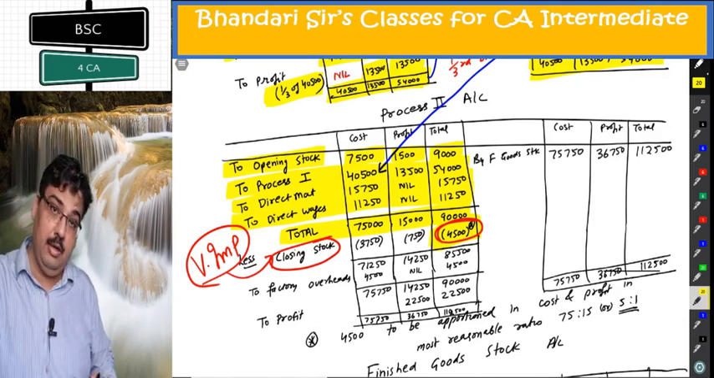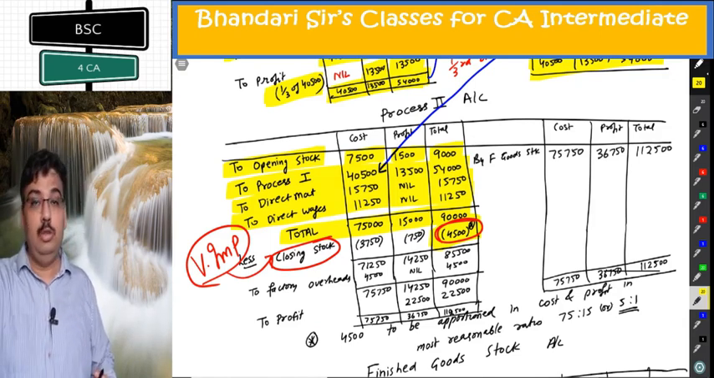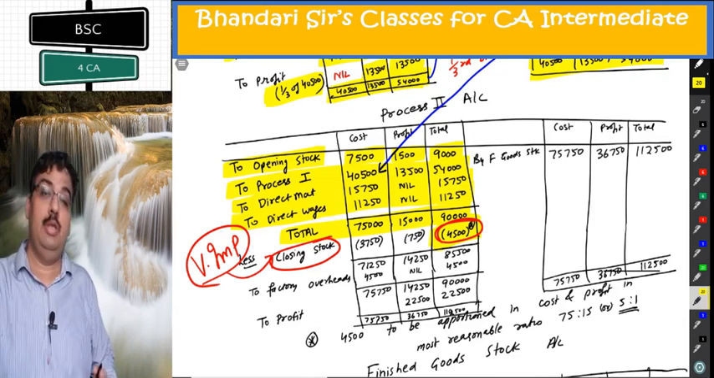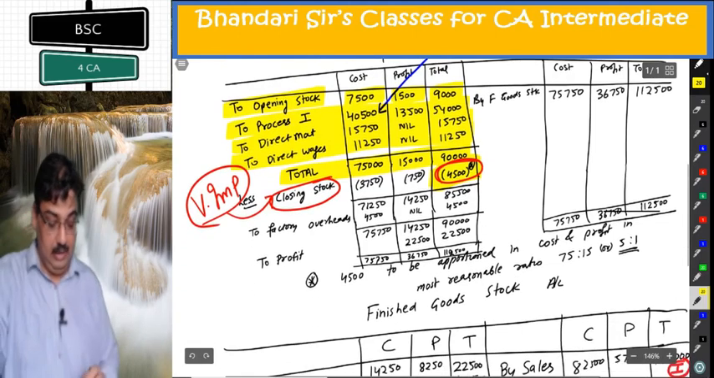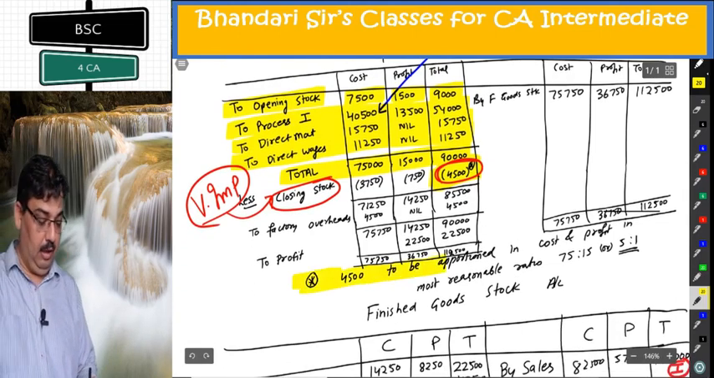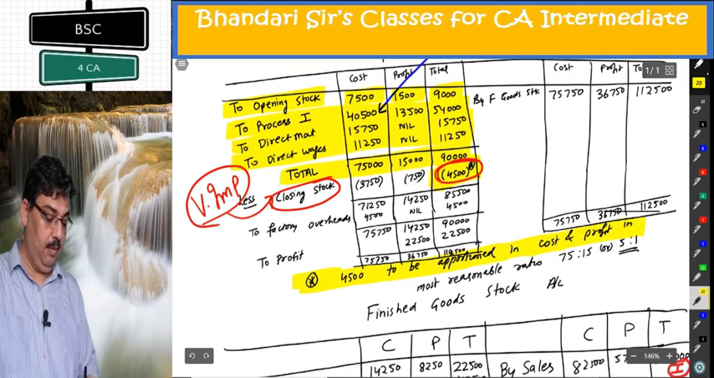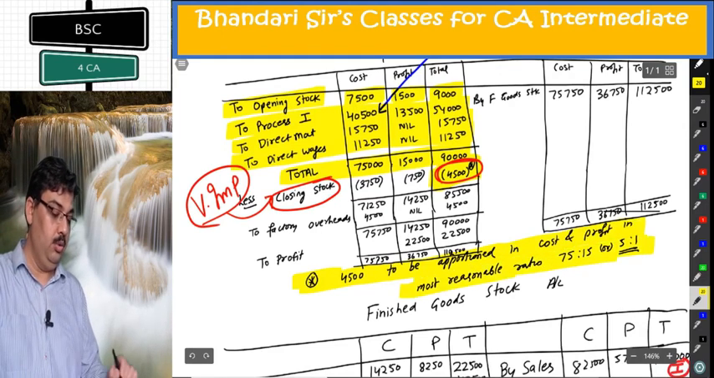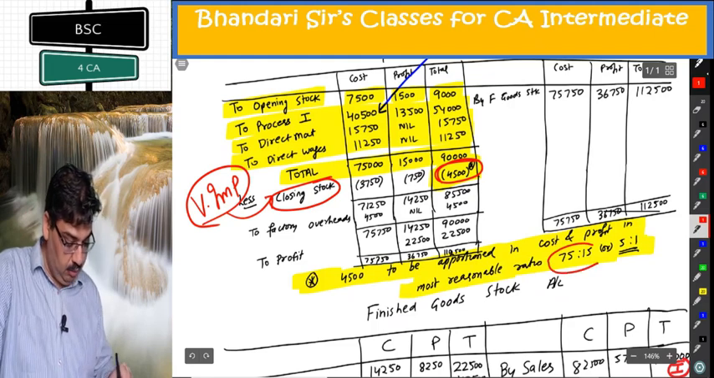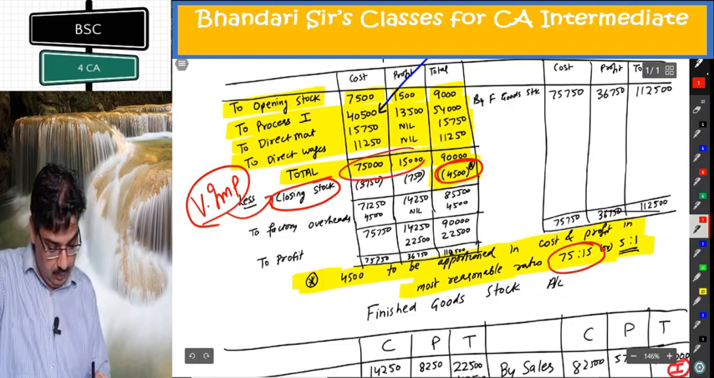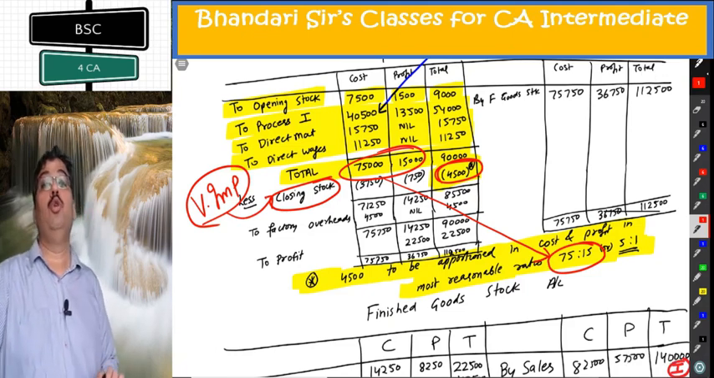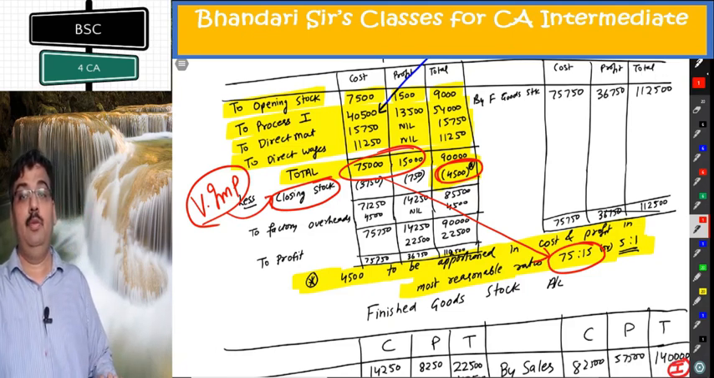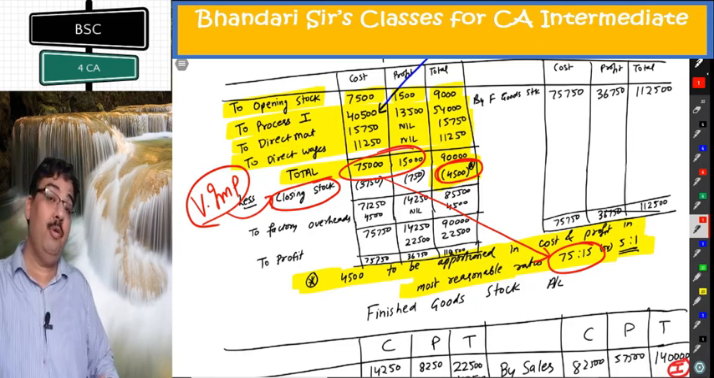For opening stock, it was written. For closing stock, it is left up to you to decide how much is profit, how much is cost. So here, by making a star, I am putting 4,500 to be apportioned in cost and profit in most reasonable ratio. What is most reasonable ratio? Totals before you apportion.